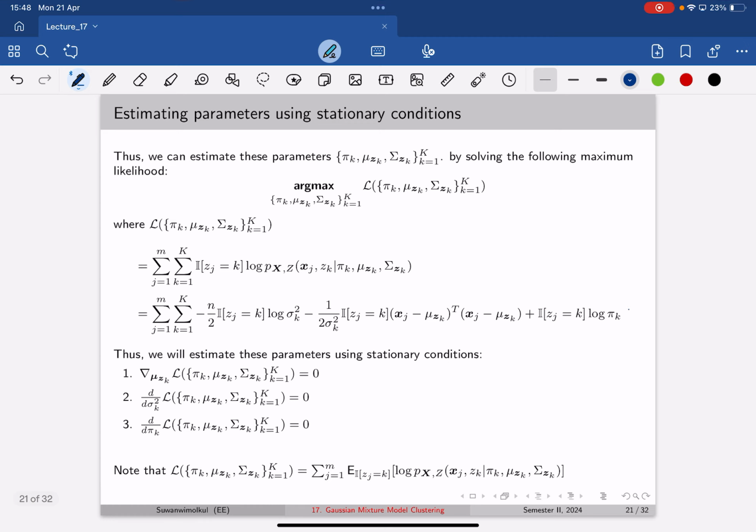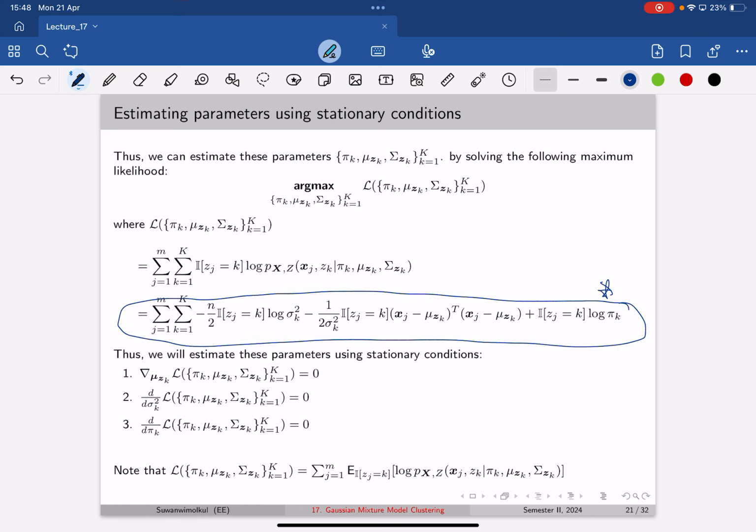So yes, we will write it again. That is this one. When you have this formulation and you want to estimate the model parameters, what you have to do, because it's actually a concave function and argmax, when you take the gradient and consider that at the stationary condition, it should give you the optimal value that will maximize your loss. So with that, you can take the gradient with respect to each model parameter, just like in here.